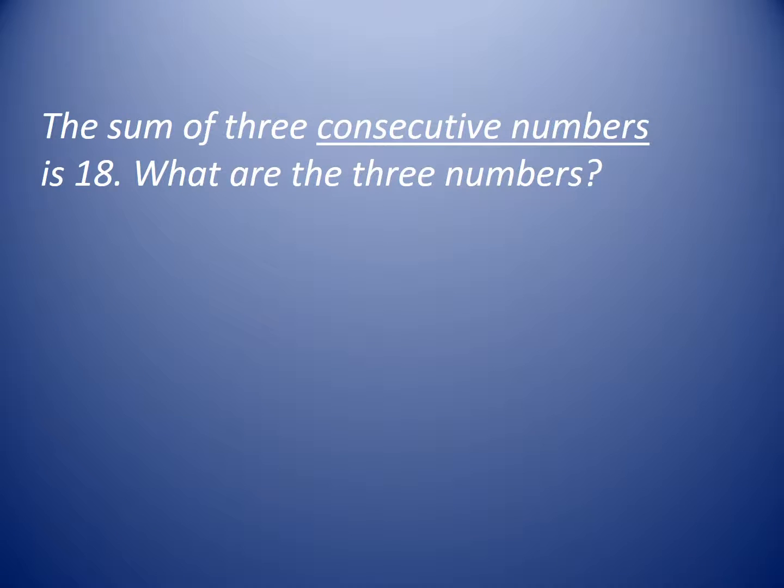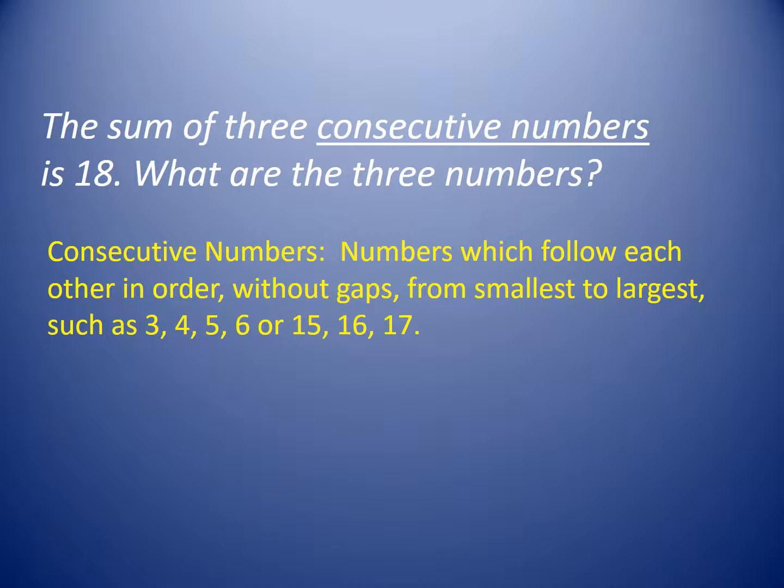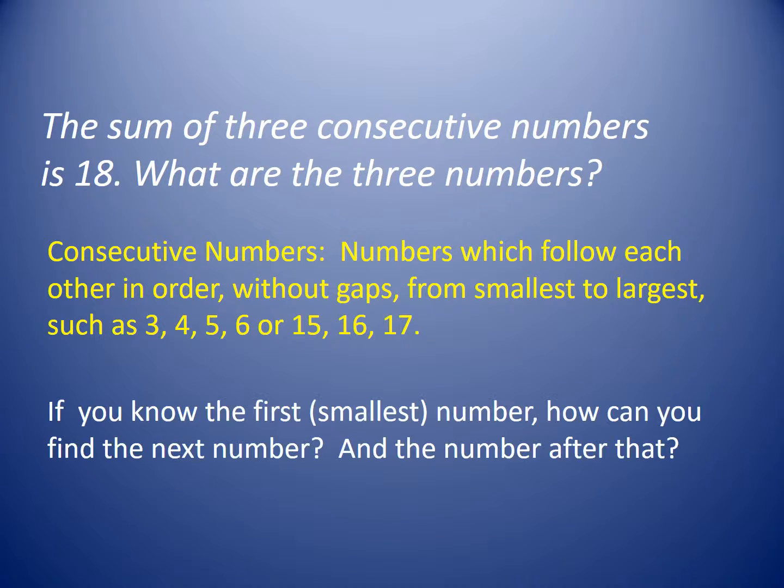Before we do that, though, let's make sure we understand what the term consecutive numbers means. Consecutive numbers are numbers that follow each other in order without any gaps, from smallest to largest. It's just like you're counting by ones. 3, 4, 5, 6, or 15, 16, 17. Those are consecutive numbers. Speaking in general terms, if you know the first, or in other words, the smallest number, how can you find the next number and the number after that?